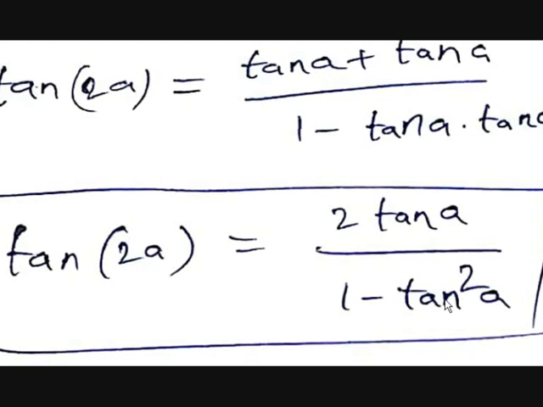Okay, if you want, you can simplify that more. If you send tan theta to the bottom, it becomes 2 by 1 by tan theta, which is cot theta minus tan theta. But let's leave it like this. It's nice to see, right?